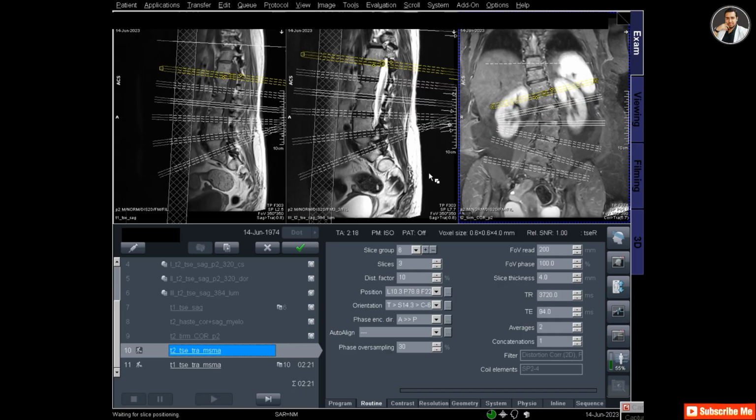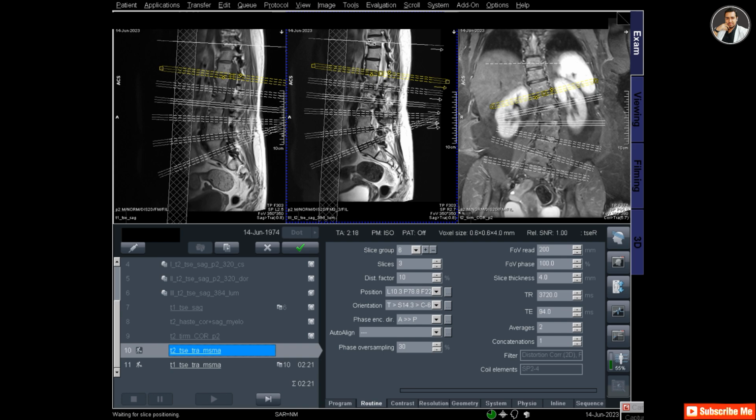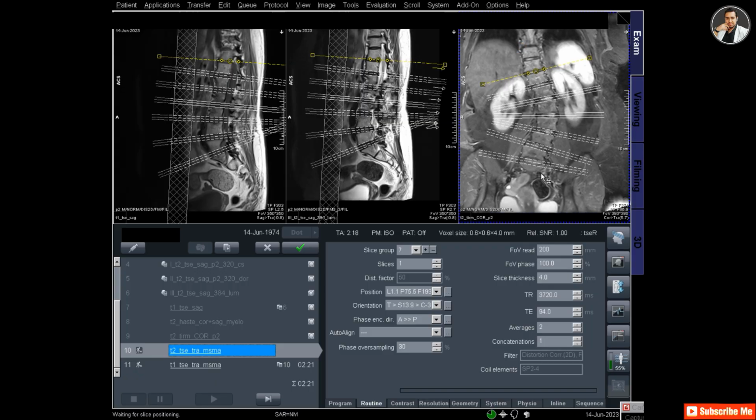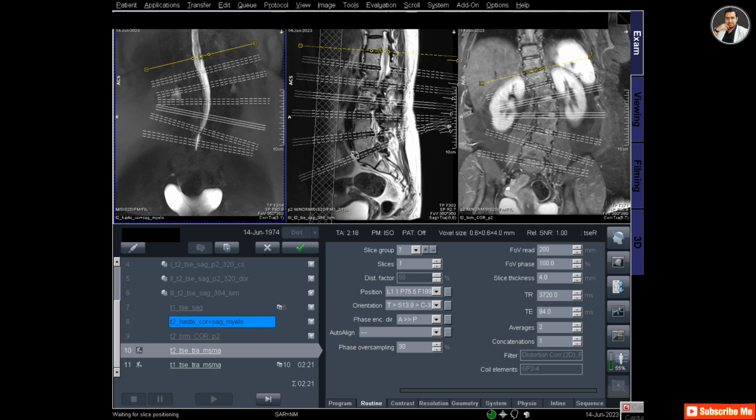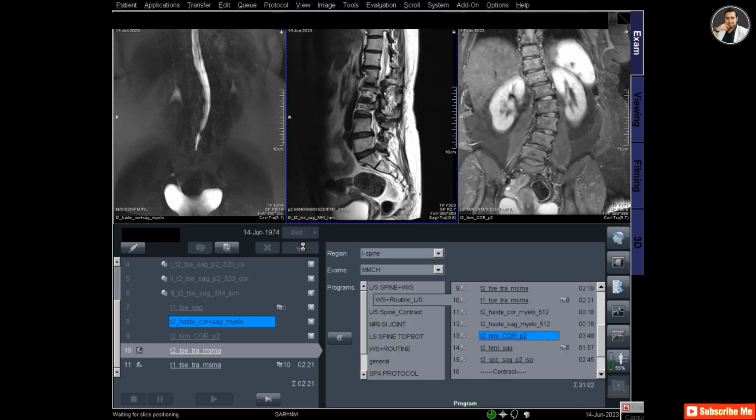Plan the axial slices over the intervertebral discs, and as the discs are not straight, they are angled, so you have to angle the slices. Like this I do here. If you plan like this, you will get a proper intervertebral disc image and also the nerve root on both sides. I also get a myelogram, and it will show the C shape of the spinal cord and also the curved shape of the spine.